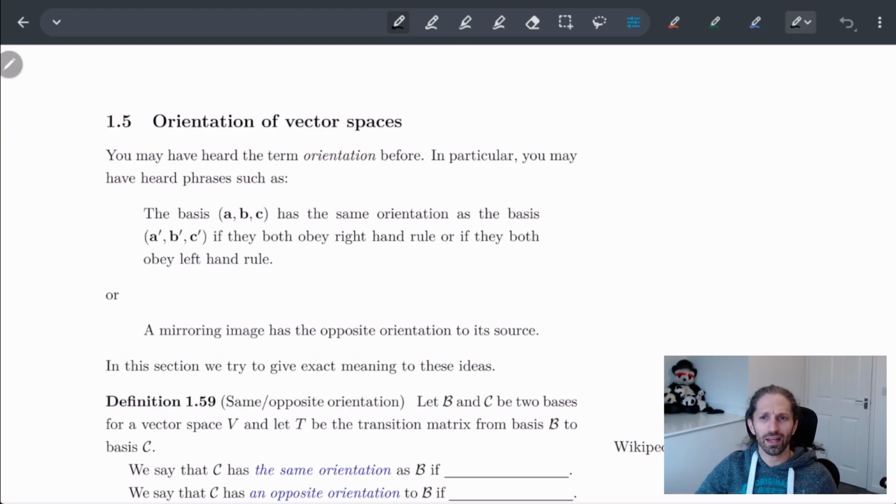If they obey the right hand rule or a left hand rule, you might have learned this in physics. Alternatively, sometimes we might hear about a mirror image having the opposite orientation to its source. So these words, same orientation or opposite orientation, are the idea we're going to be looking at next in regards to vector spaces in particular. We're going to try to make more precise what we mean by orientation, if it's same, opposite, etc. We're going to try to pin this down and see what this does.